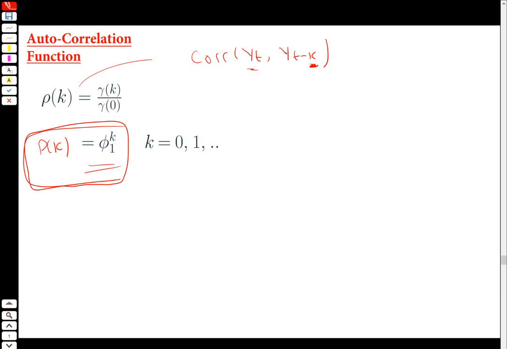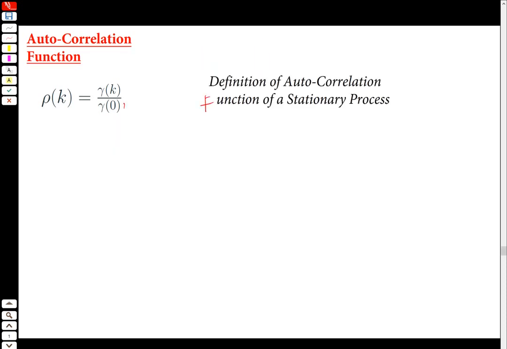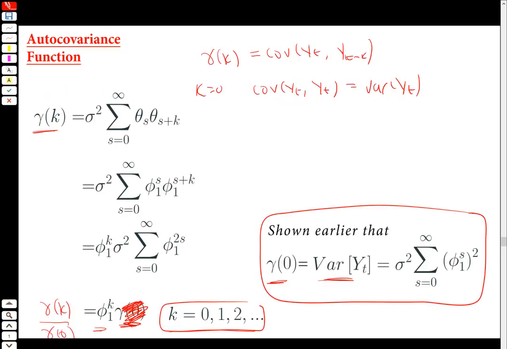So we can then from this get the correlation function. Again, remember, the correlation function is just the correlation between y and y pairs k back. And for a stationary process, by definition, it's just the covariance divided by the variance. So this is just the definition of the autocorrelation function. Well, it's very simple in our case then.